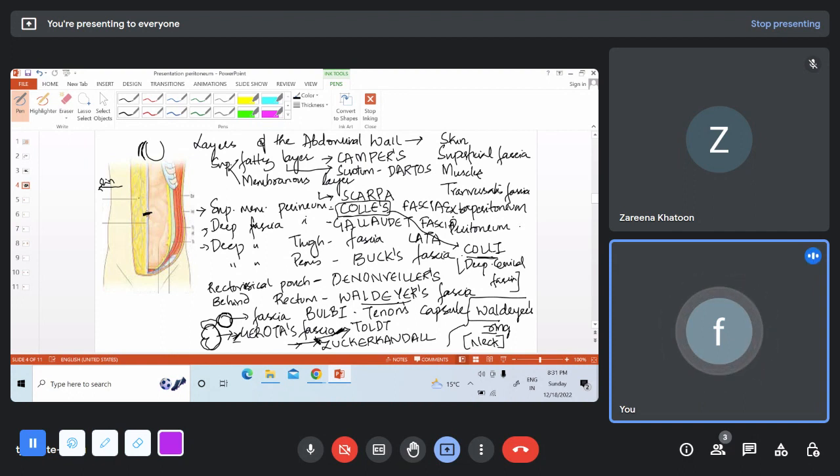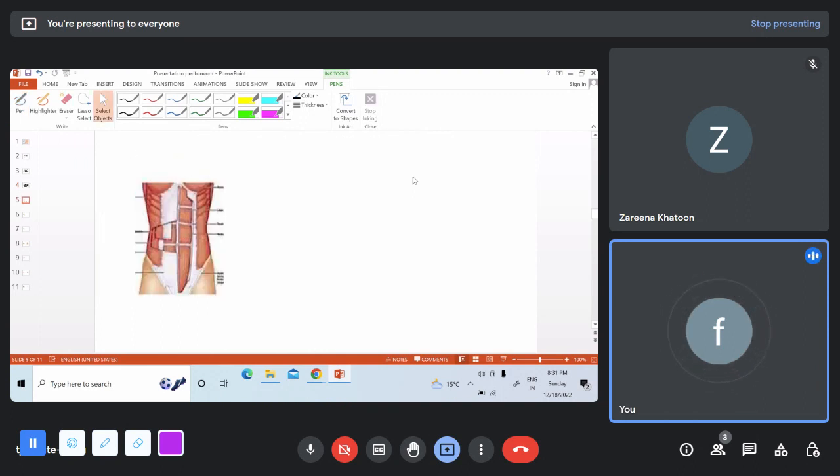Okay, now the next layer here is the muscle. In this slide, we'll be discussing the muscles of the anterior abdominal wall. Totally, we have six muscles, out of which four muscles are large and quite important.